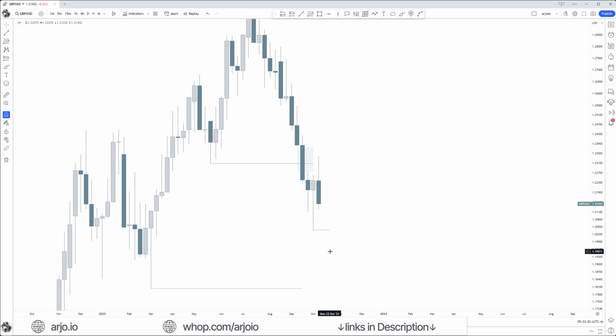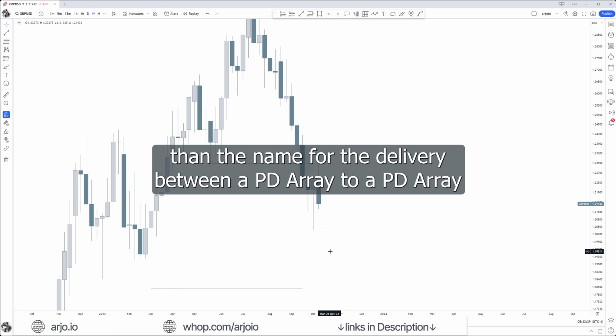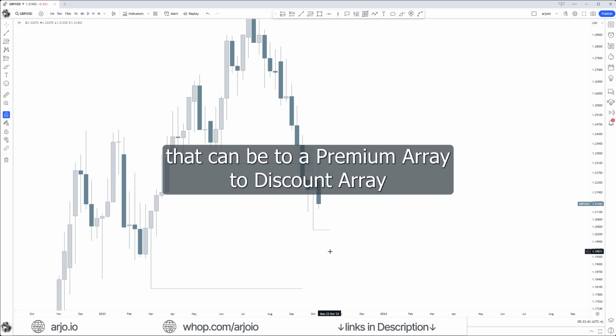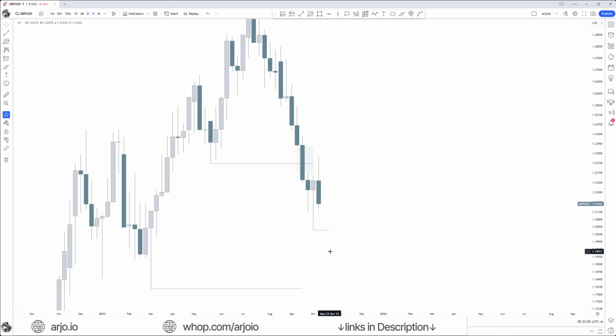Before we dive into actually capitalizing on it, a market maker model is nothing more than the name for the delivery between a PD array to a PD array. That can be from a premium array to a discount array, or from a discount array to a premium array. But nowadays, everything needs to be overcomplex, because if you can't convince, then confuse. When it's complex, then of course, it's easily sellable.